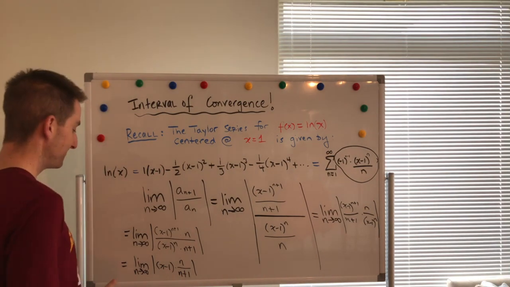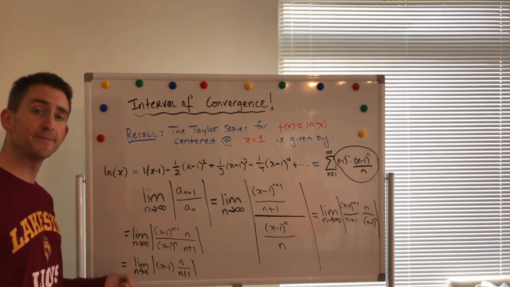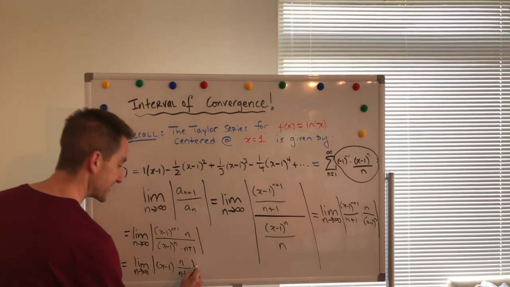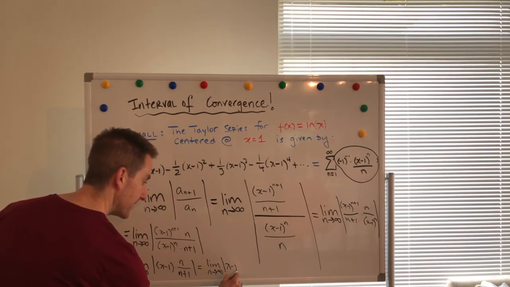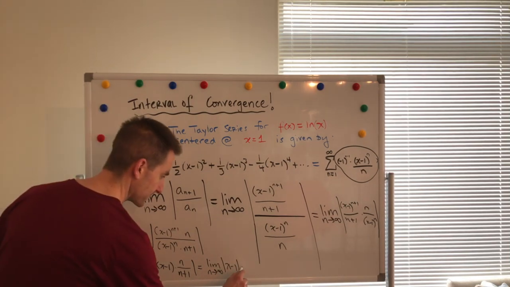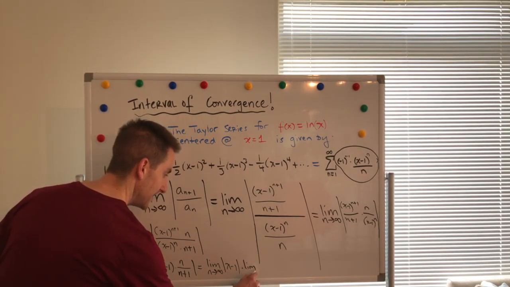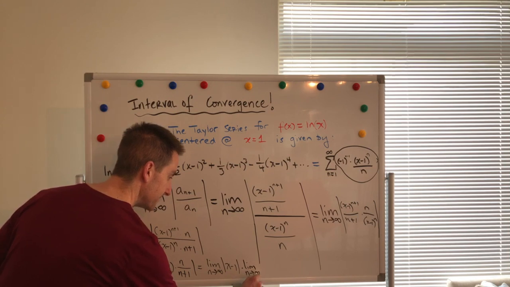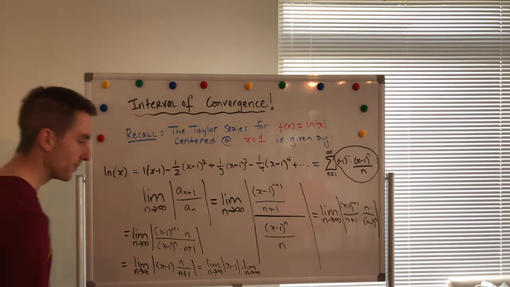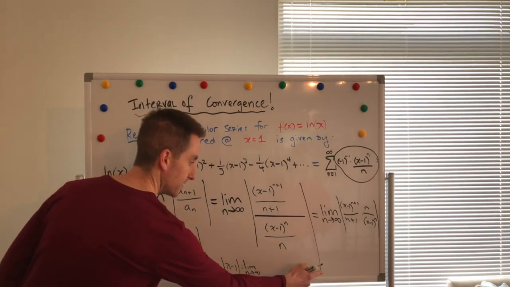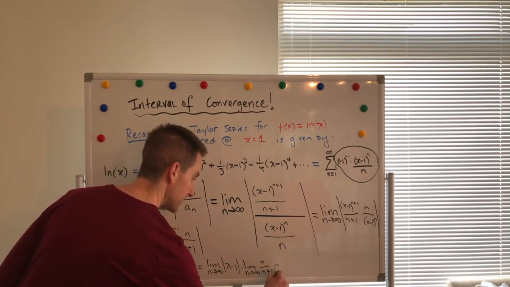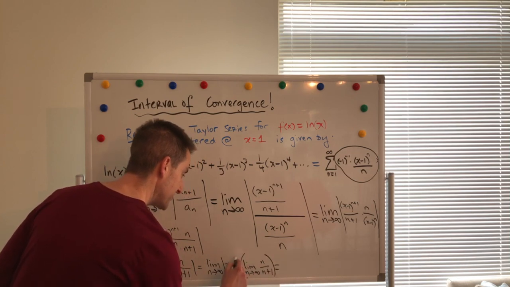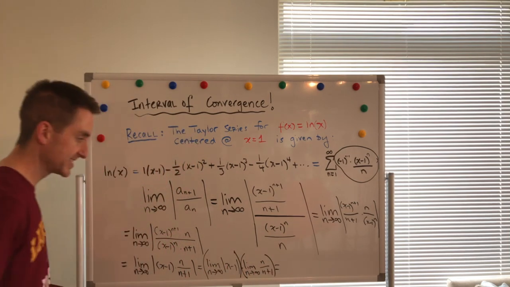Okay, we're getting there. Now we're going to use a property of limits, that the limit of a product is the product of the limits. So we have the limit as n goes to infinity of the absolute value of x minus 1, multiplied by the limit as n goes to infinity of n over n plus 1. Okay, and so now we just have to investigate these two limits.